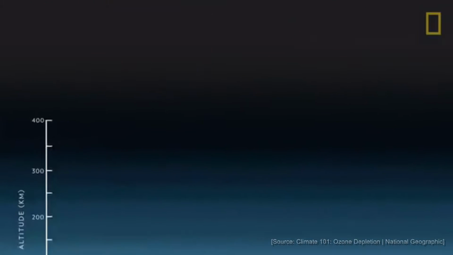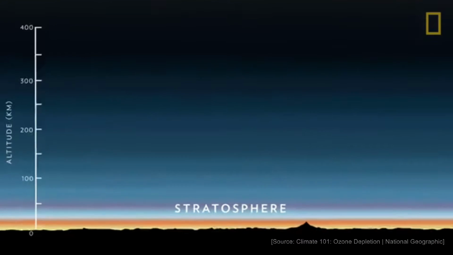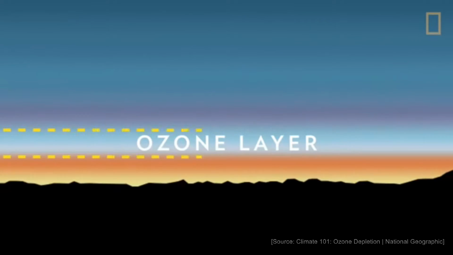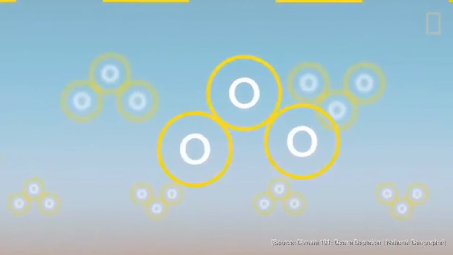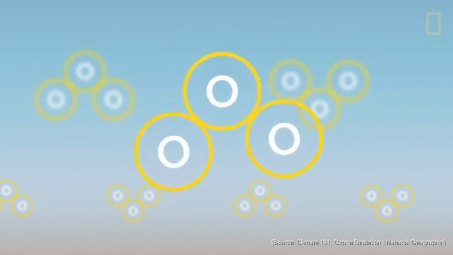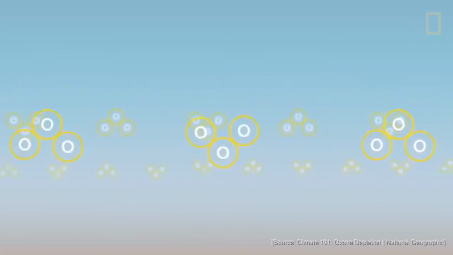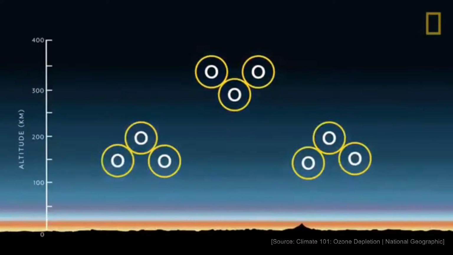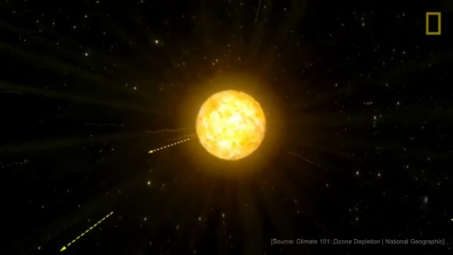Earth's atmosphere is made up of 6 layers. The second layer, called the stratosphere, contains the ozone layer. The ozone layer is made up of a highly reactive molecule called ozone, which contains 3 oxygen atoms. Ozone is a trace gas in the atmosphere. There are only about 3 molecules for every 10 million molecules of air, but it does a very important job.